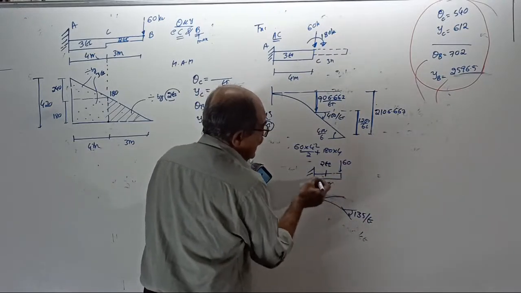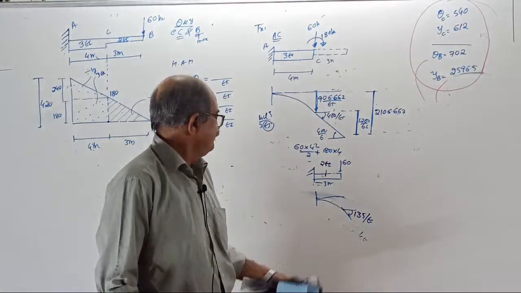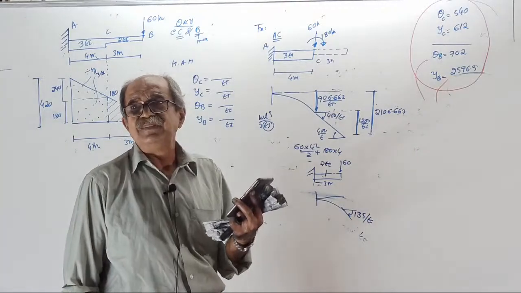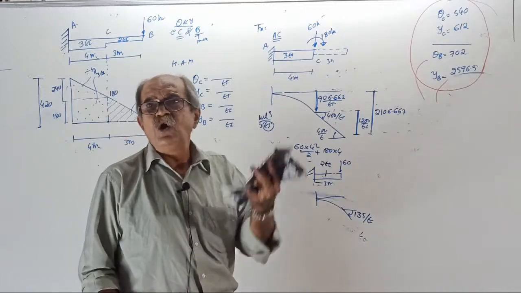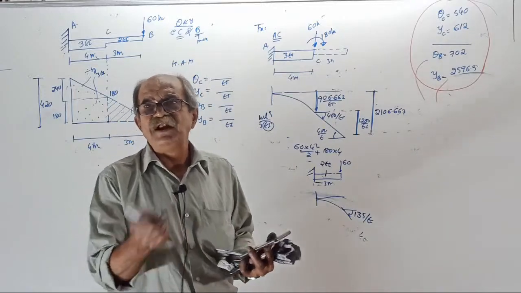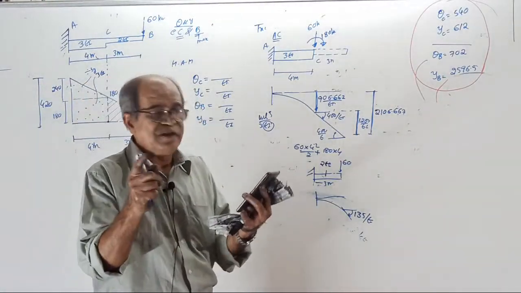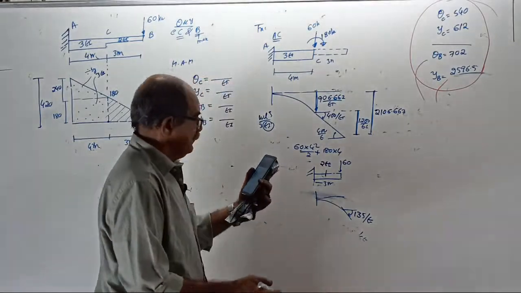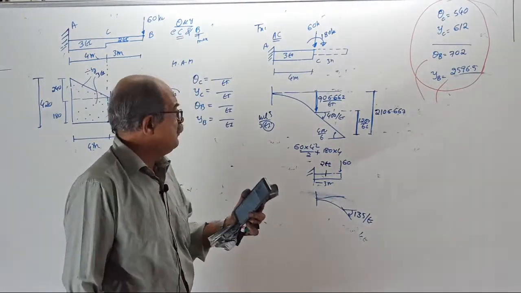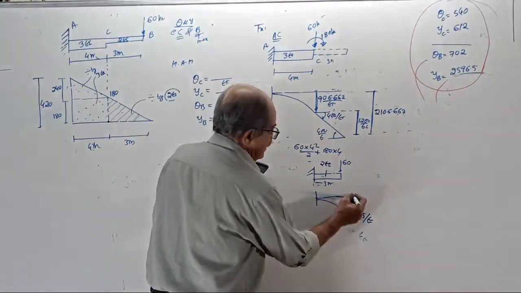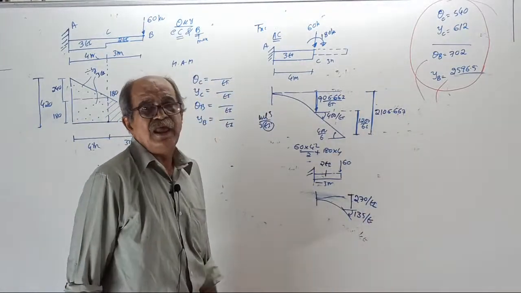Deflection: 60 into 3 cube by 3. Tell fast. That is the formula. Next time I will write. Today time is not there, that's why doing fast. Actually, however much I explain, those who are sharp will understand. So next time, full board, I will write the solution. 60 into 3 cube by 3 is 540. Divide by 2 EI. So this is 270 by EI. Correct?